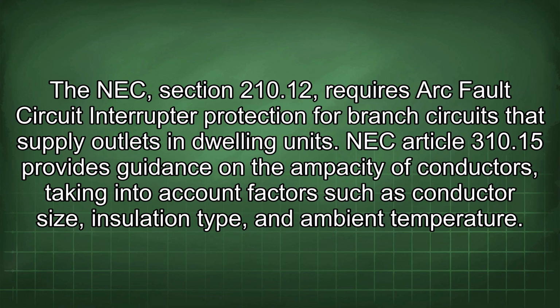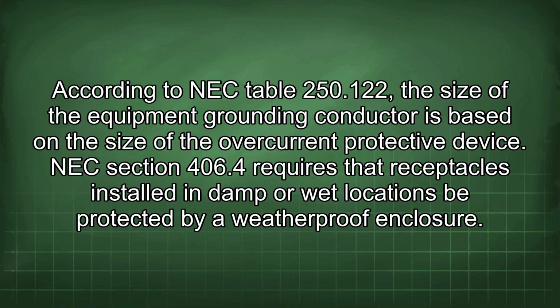NEC Article 310.15 provides guidance on the ampacity of conductors, taking into account factors such as conductor size, insulation type, and ambient temperature. According to NEC Table 250.122, the size of the equipment grounding conductor is based on the size of the overcurrent protective device. NEC Section 406.4 requires that receptacles installed in damp or wet locations be protected by a weatherproof enclosure.